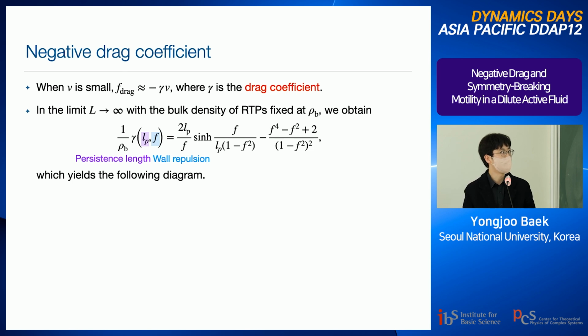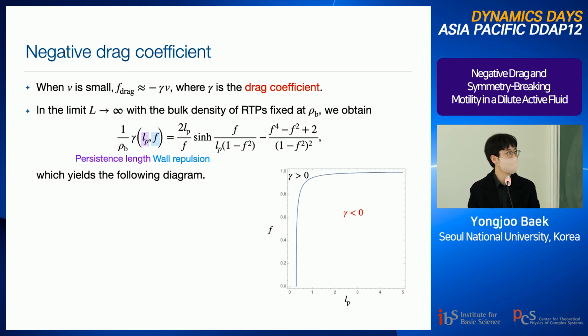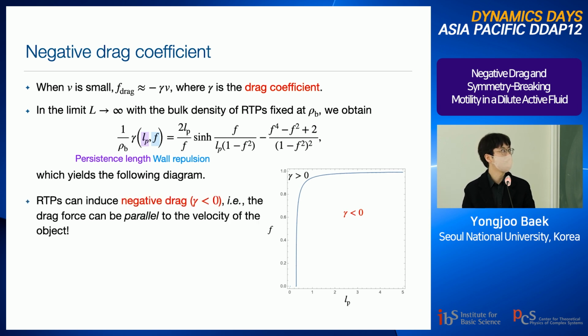So here's just some formula, which might not be easy to understand at first look, but here I'm showing the sign of this drag coefficient gamma as a function of LP and F here in the plane. And what you can notice here is that there is a regime where this drag coefficient gamma is negative. Which means the drag force can be parallel to the velocity of the object. So this drag force is strangely pushing the object in the direction of its motion. So that's why we call this negative drag.